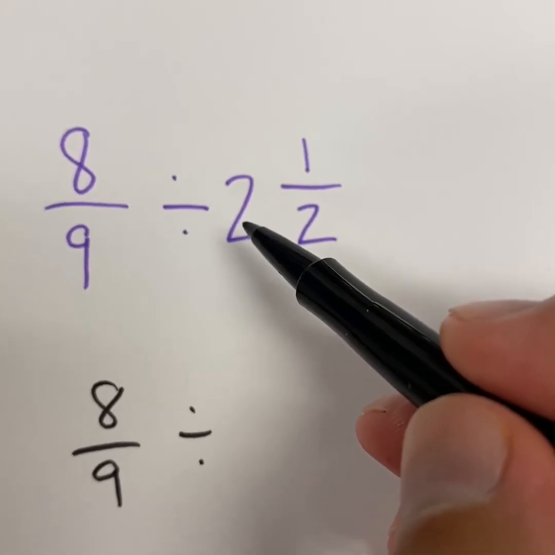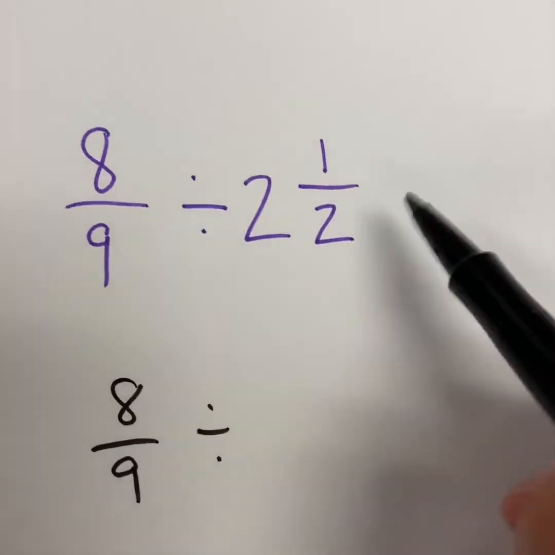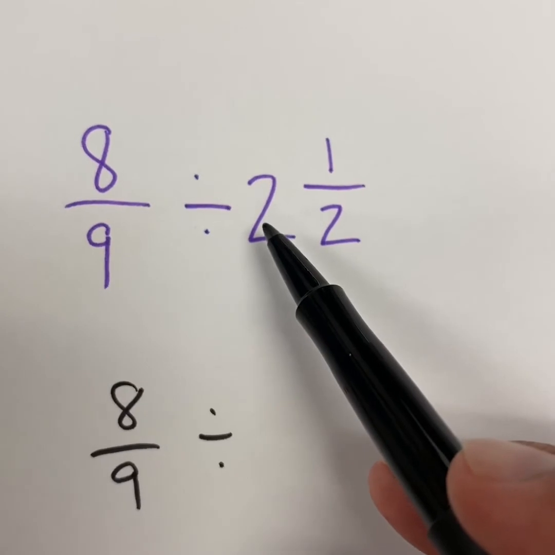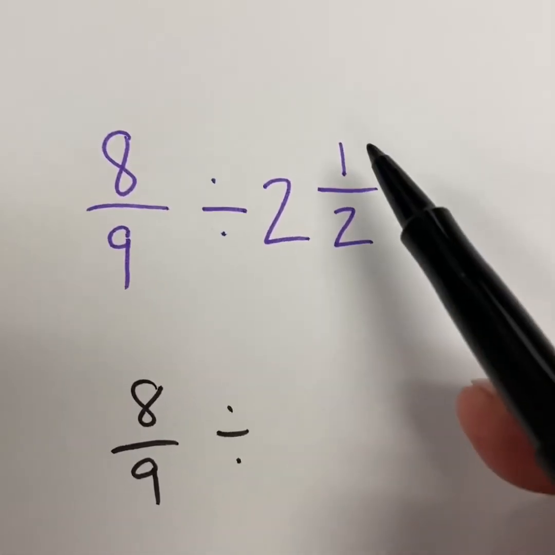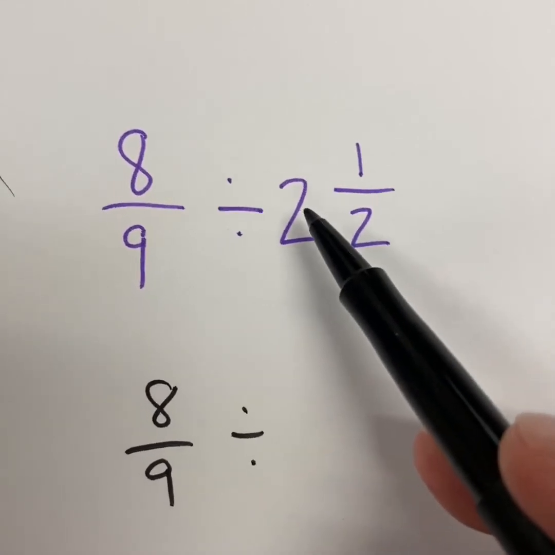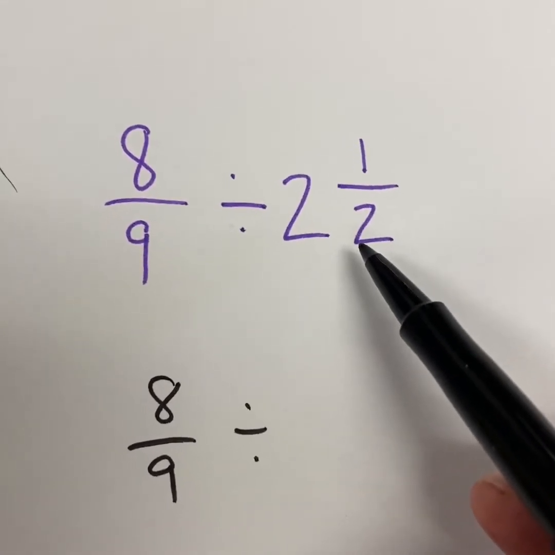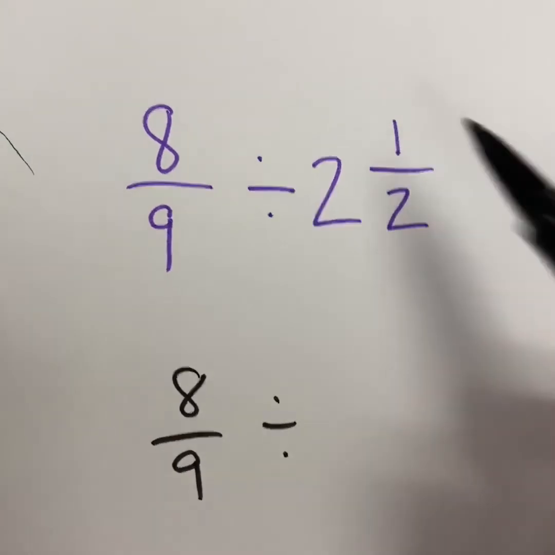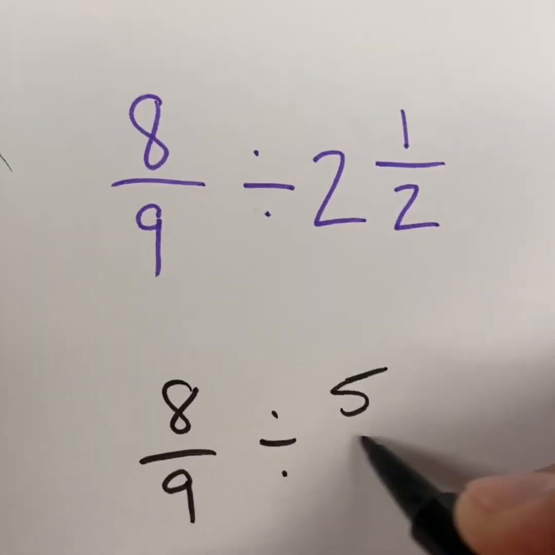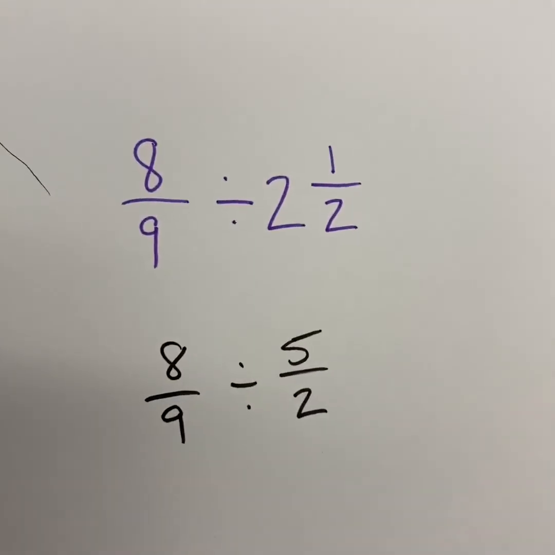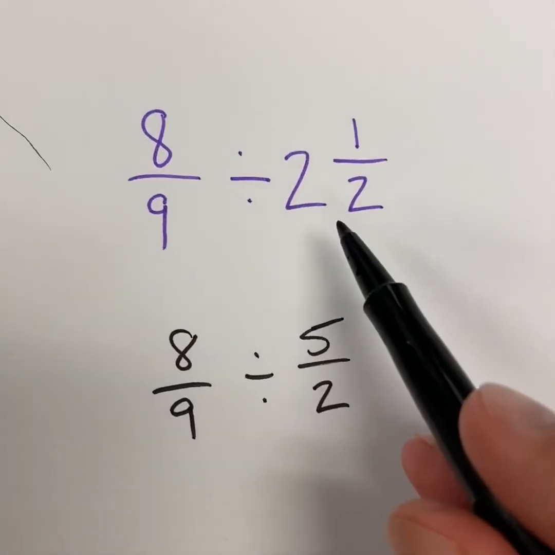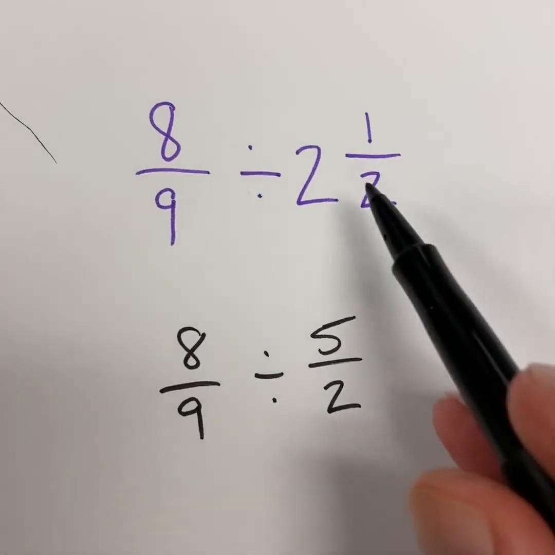To turn a mixed number into an improper fraction, we multiply our coefficient here, or our whole number, by our denominator, and we add it to our numerator. 2 times 2 would be 4. We add that to the 1 that we have, so we would actually have 5 halves. All right, 2 and 1/2 becomes 5 halves. Both of those things are the same.